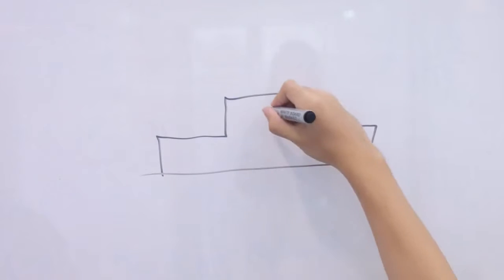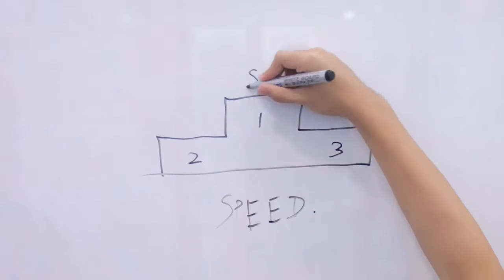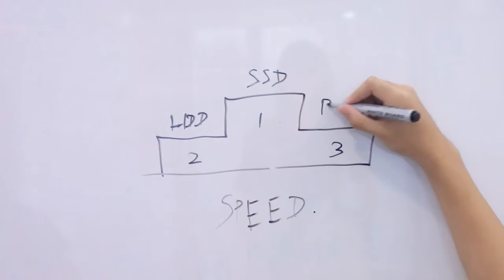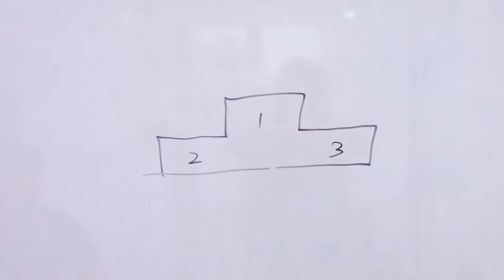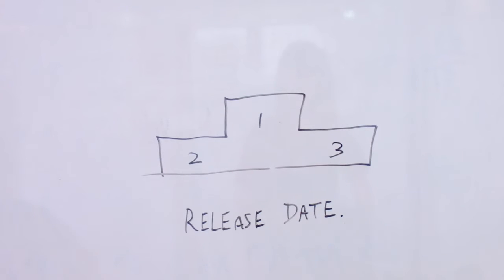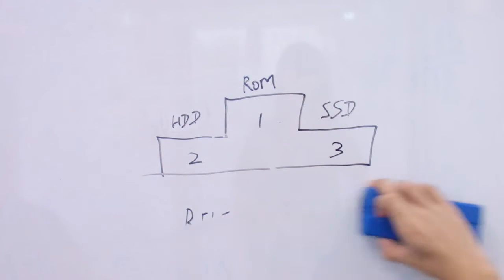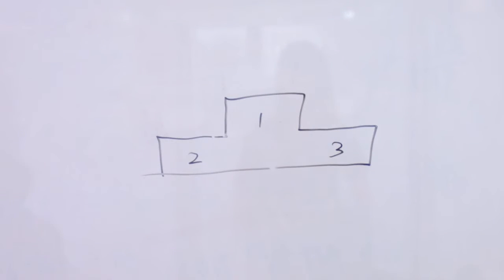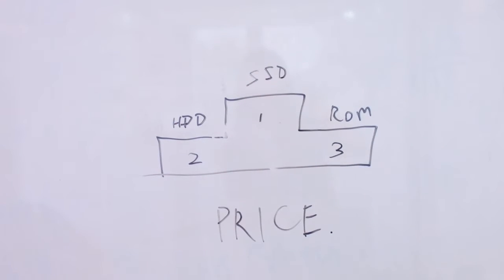Now, what is the difference between hard disk drives, solid-state drives, and read-only memory? Let us compare them. Solid-state drives are much faster than hard disk drives, with read-only memory being the slowest. In terms of the date of release into the market, read-only memory is the first to be released, followed by the hard disk drives and subsequently the solid-state drives. Finally, by comparing the average prices of the three storage types, solid-state drives are the most expensive form of storage, followed by hard disk drives and read-only memory.